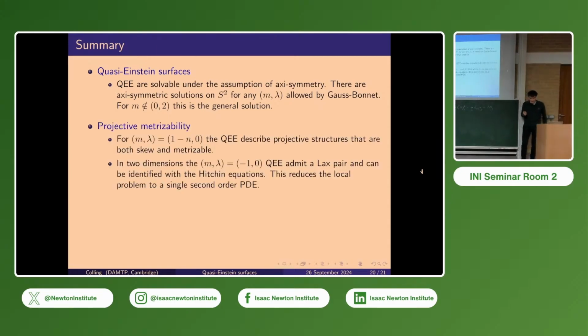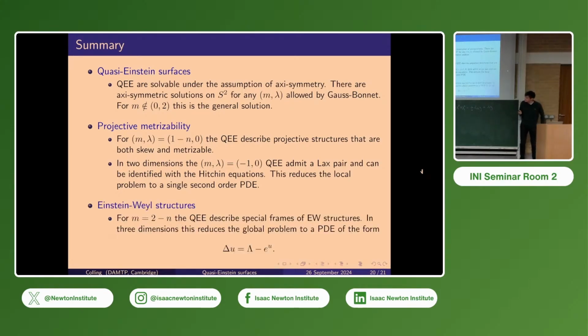And then there's this special value of m for which the Quasi-Einstein equation describes Levi-Civita connections projectively equivalent to connections with a skew Ricci tensor. And although for this m there are no solutions on a compact manifold, locally the equation in 2 dimensions arises as a symmetry reduction of anti-self-dual Yang-Mills. And this allowed us to find a corresponding solution to the Hitchin equations. And this reduces the problem to a single second-order PDE, so this equation for alpha that I had before.